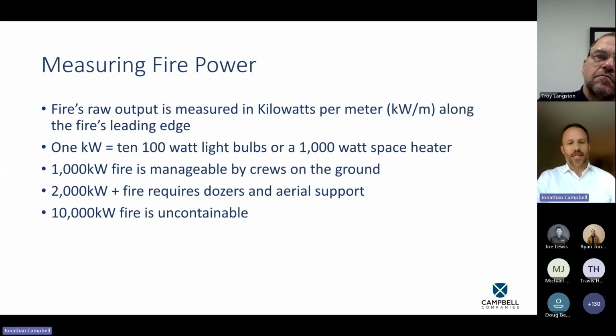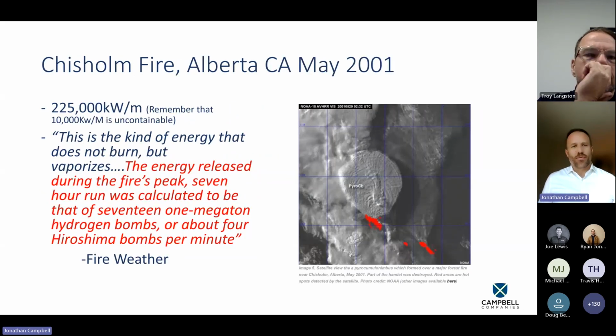It's kind of out of your hands at that point. And over the last couple of years, fires have gotten more and more powerful. One really interesting example is what was called the Chisholm fire up in Alberta back in May 2001. Remember that 10,000 kilowatts per meter is uncontainable. This fire was burning at 225,000 kilowatts per meter.